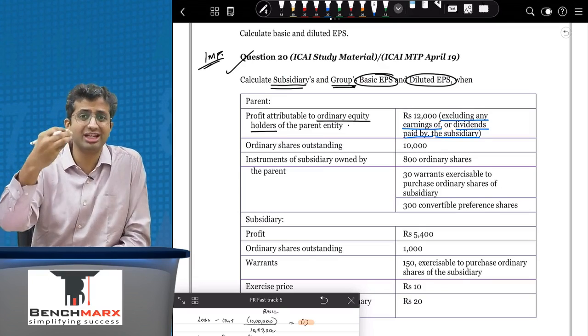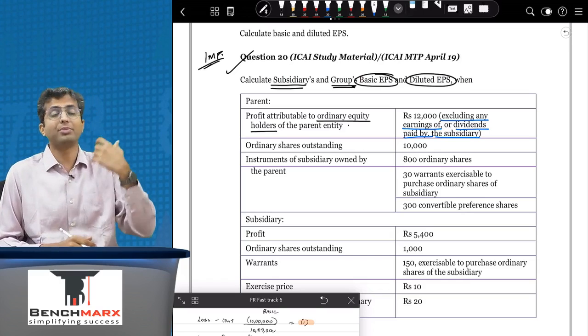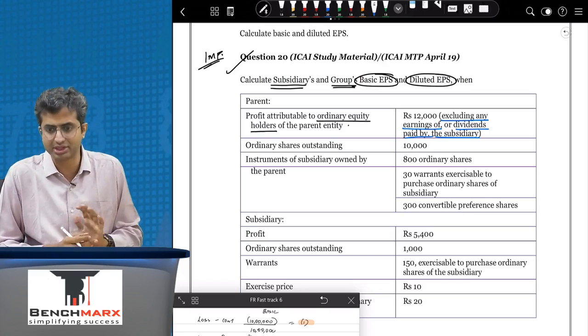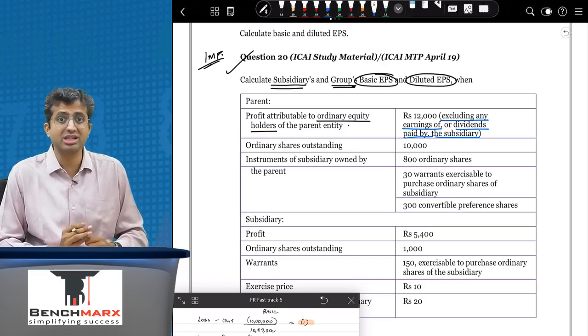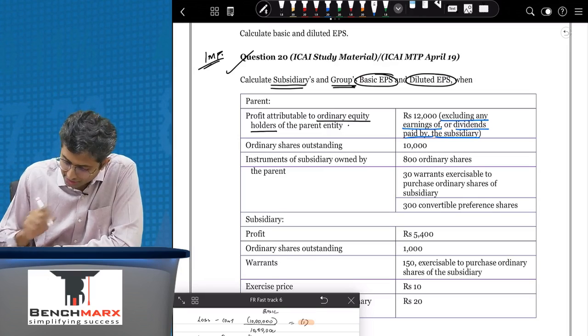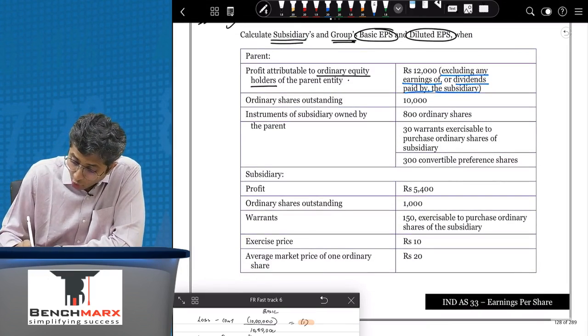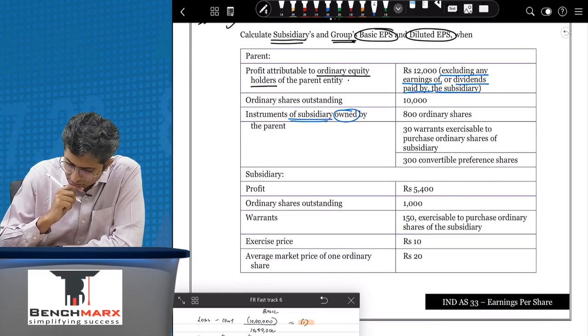Subsidiary can give you dividend in the form of equity dividend if you are holding equity shares in the subsidiary, or preference dividend if you are holding preference shares in the subsidiary. This 12,000 is before considering that. Okay. Ordinary shares outstanding are 10,000, and instruments of the subsidiary which are owned by the parent.